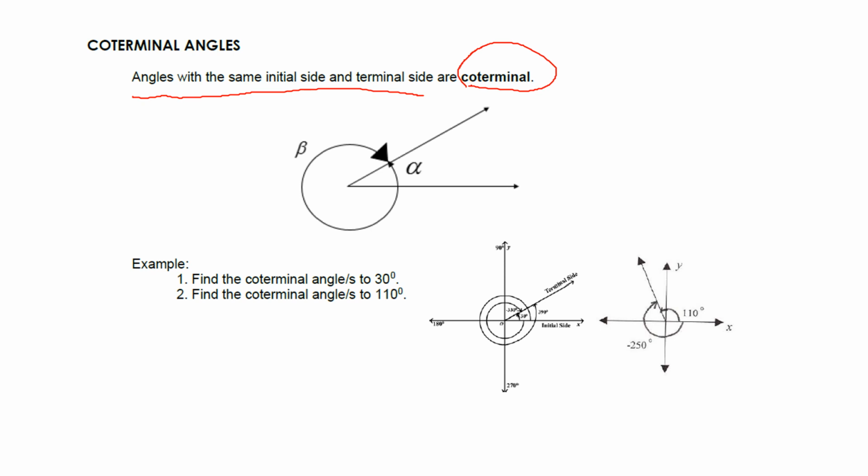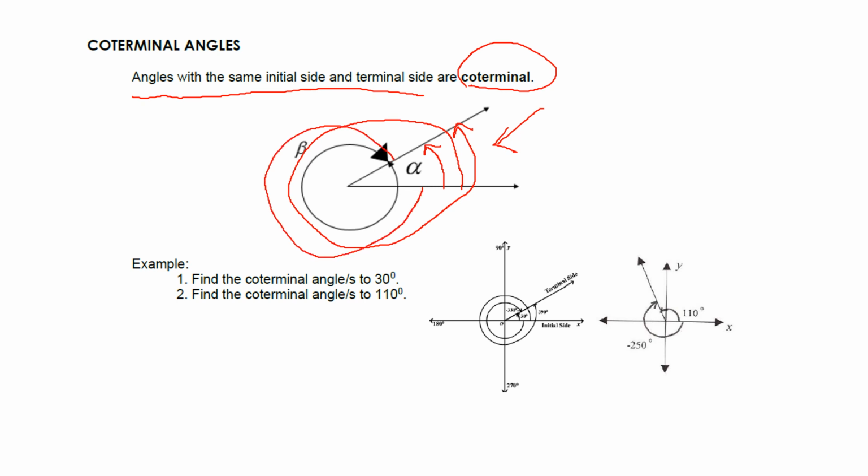So one angle can be represented with this arrow. This one is one angle. Another one is this one. That is another angle, but still the same initial side and terminal side. If I also rotate clockwise, it's the same. It's still coterminal.